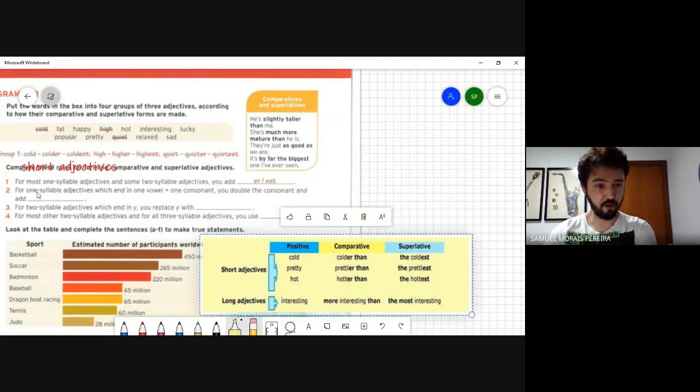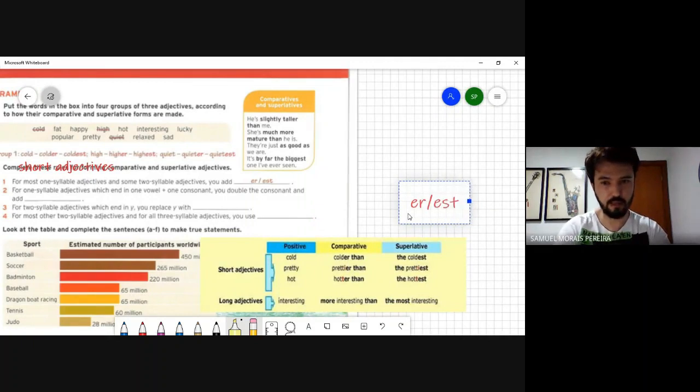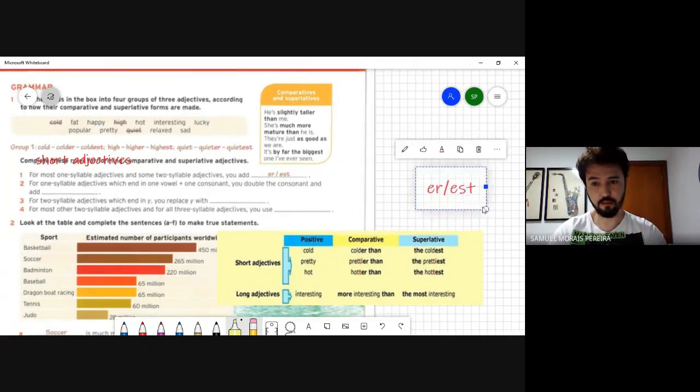Now pay attention. For one-syllable adjectives which end in one vowel plus one consonant, quando você tem assim, ó, tipo hot, que é sanduíche de vogal, o que acontece? You double the consonant and add, o que você acrescenta? Ó, você duplica a consoante e acrescenta o quê? ER ou EST, tá vendo? Então é a mesma resposta. ER barra EST. Can you see? This is the rule here. Aí vocês só vão preenchendo aí, tá bom?